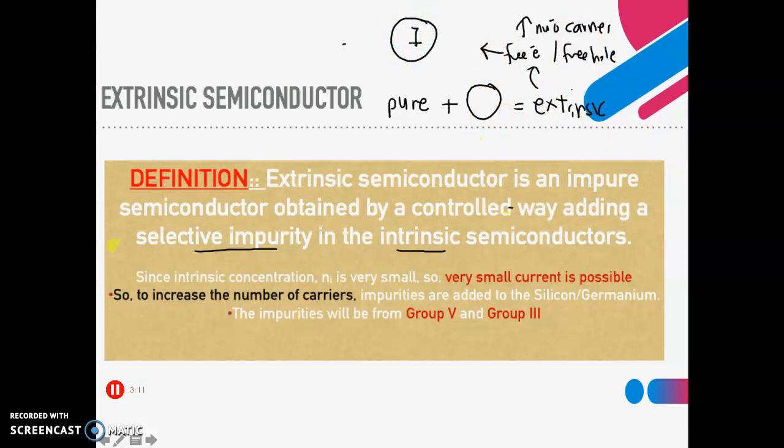So what you're going to add to the pure semiconductor is an impurity, which can be from either group 5 or group 3. As you know, your silicon is group 4, right? Here is silicon. So the impurity comes from group 3 or group 5.